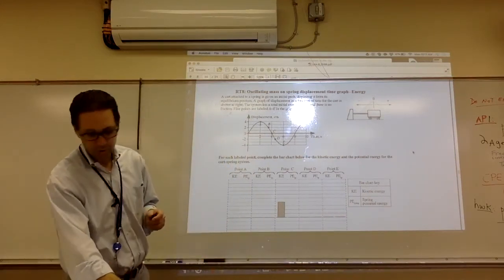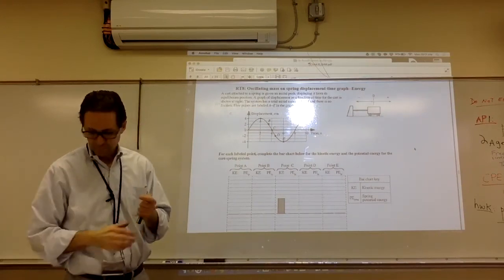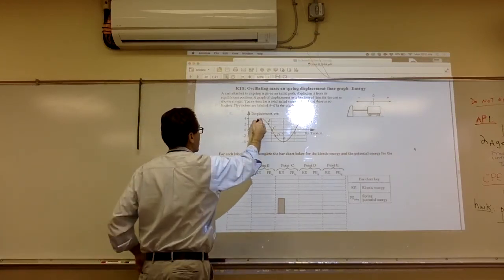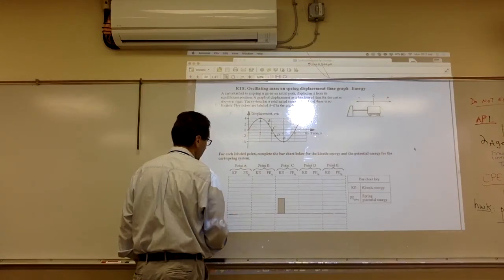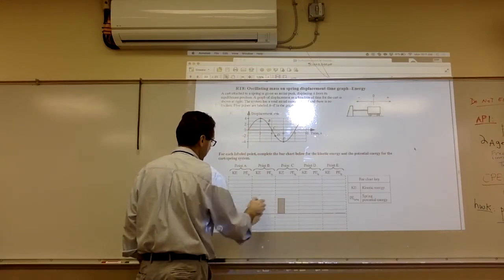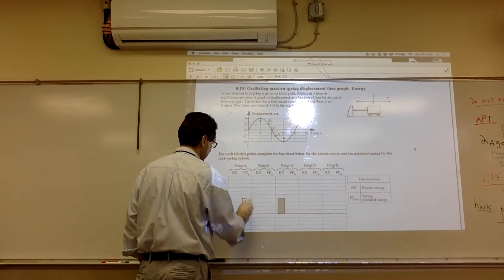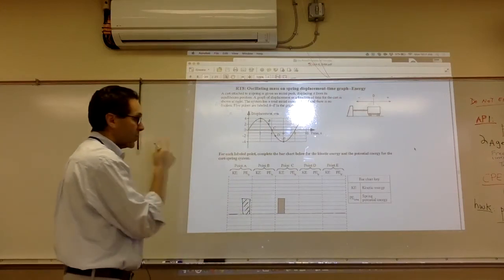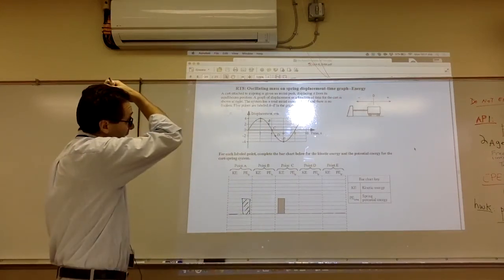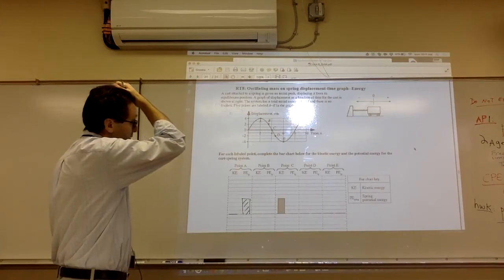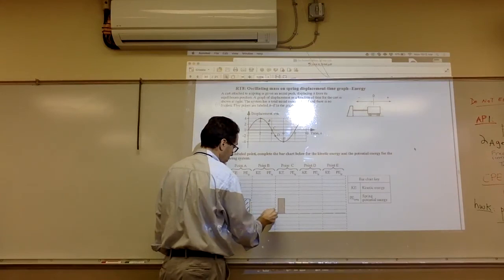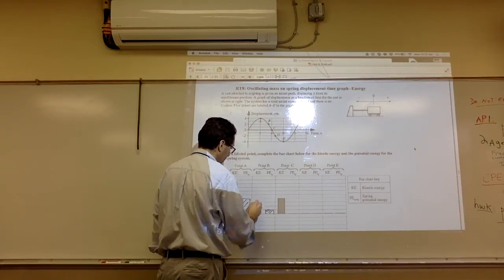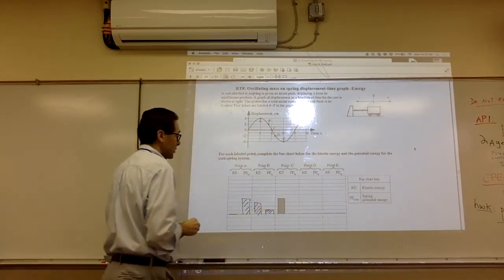All right, let's do this energy bar chart. At point A, we have to turn around, so there's no kinetic energy, and our potential energy is 4 bars here. At point B, which is halfway to the maximum displacement, because of that x squared, we should have a quarter of the potential energy. So 1 bar is elastic potential energy, and 3 bars have to be the kinetic energy.